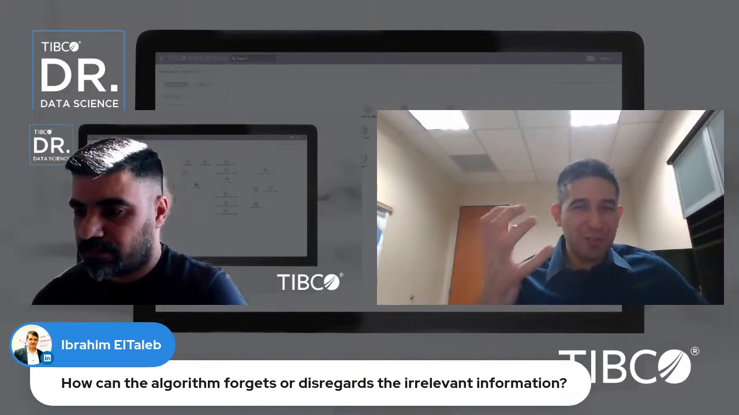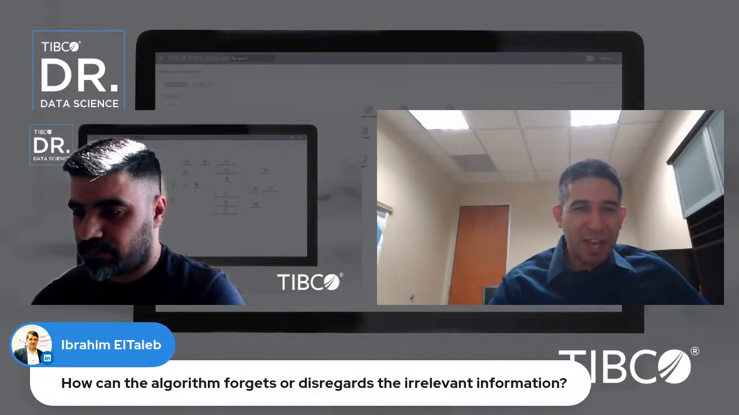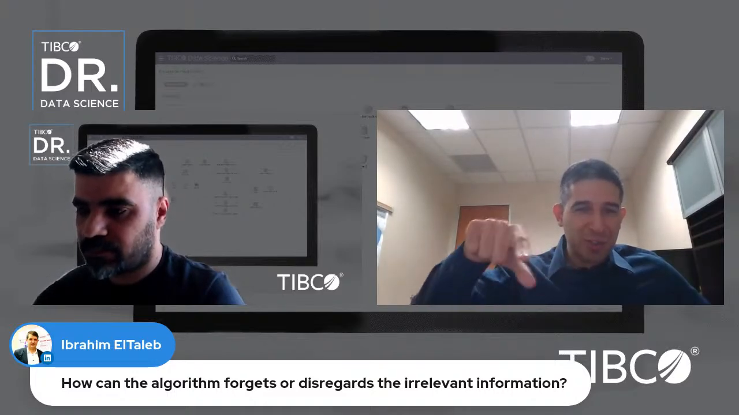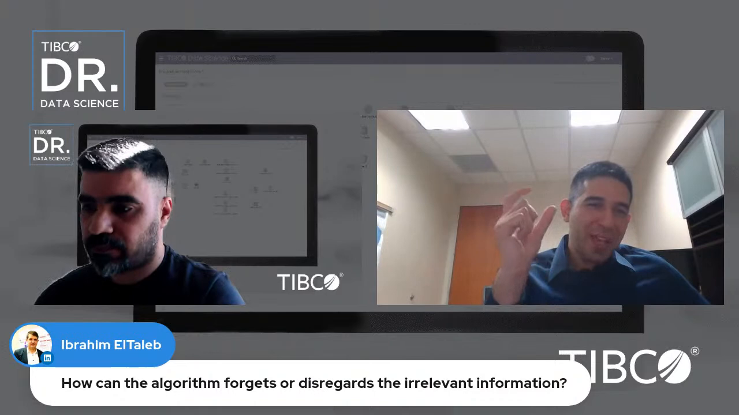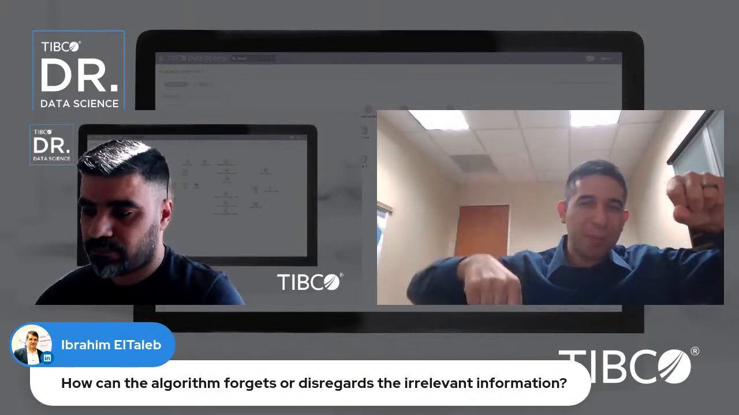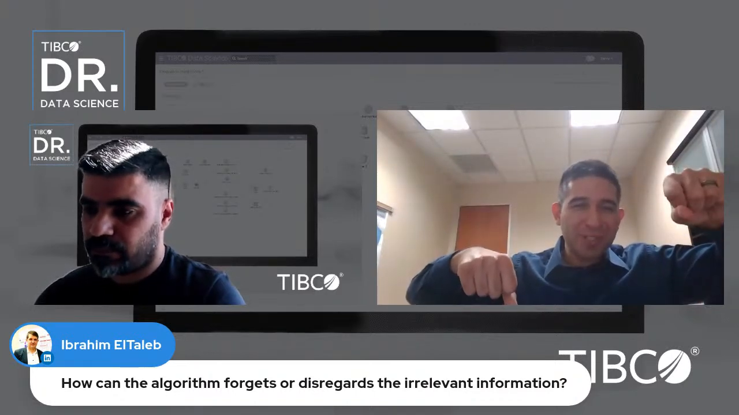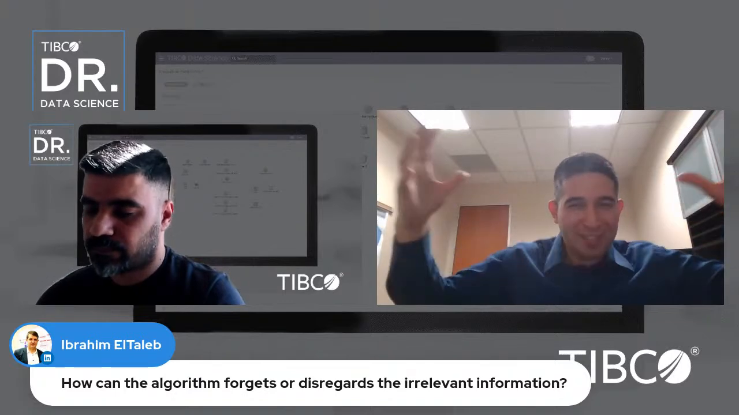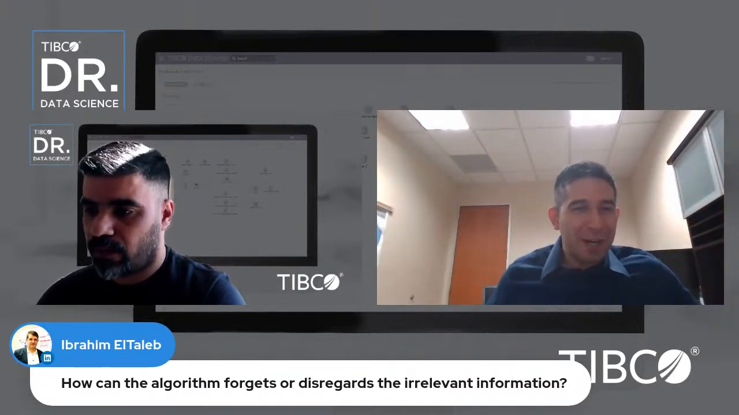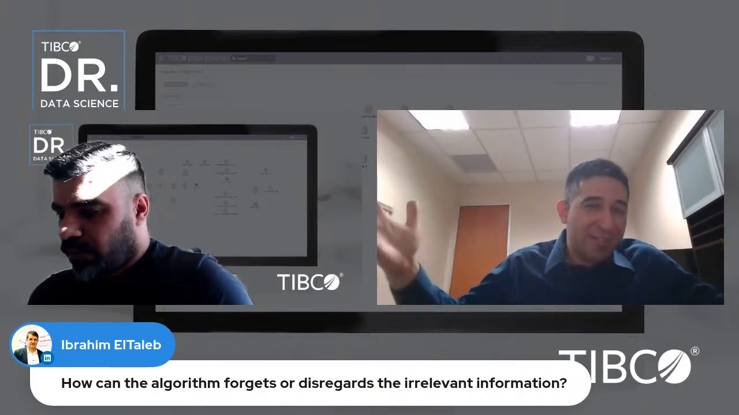So in the screen that I showed, I had the logistic function in that forget gate, and that logistic function basically either drops the information or keeps it. At that point, it's just mathematics. If it's 0, then it's irrelevant.